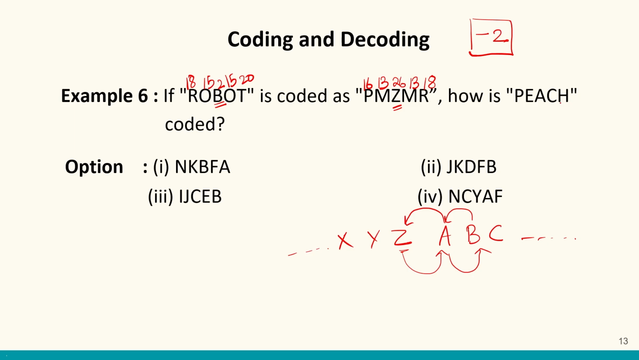We'll follow the same logic for peach. Let us write the ranks. It is ranked 16, 5, 1, 3, and H is ranked at how much? 8. So we'll go 2 positions back. 6th rank, 1st rank. If we have to move 2 positions back from A, it will be the 25th rank. So 25th rank, then 3rd rank, and here also we'll get 14th rank. Which is the letter at 14th rank? N. C, Y, A, and F. So our answer will be NCYAF, which is option number 4.